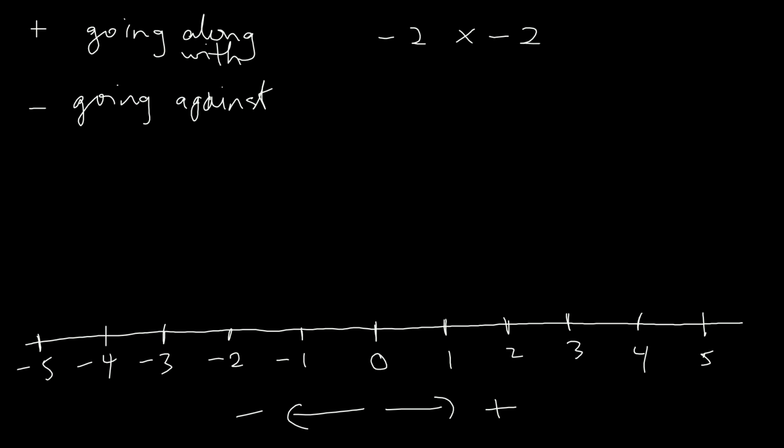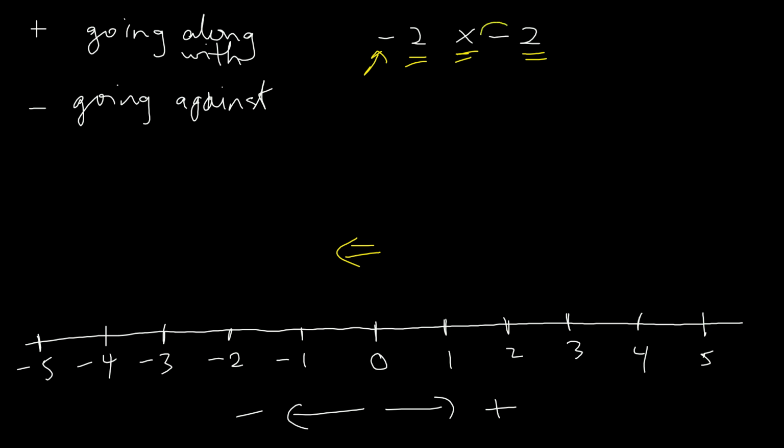First off, we start with the symbol, the direction we are facing. Okay, we are facing in this direction. We are not going along with, we are going against. We are facing in that direction. 2, the number of steps I am going to take. Times. How many times am I going to do it? I'm going to do it twice.